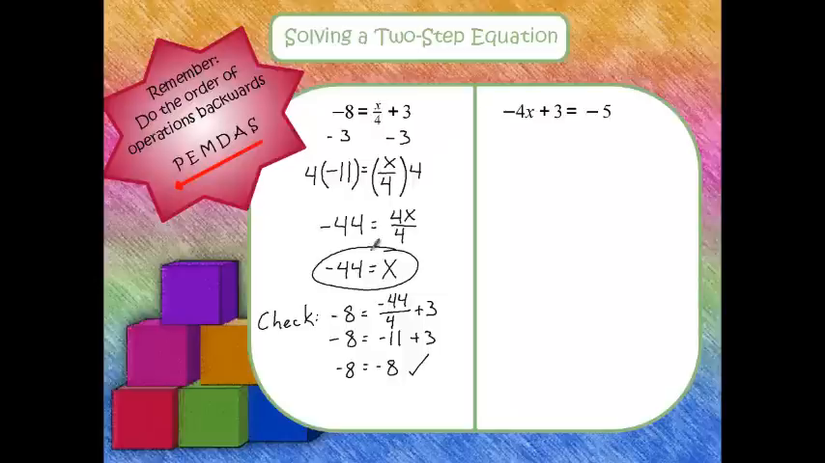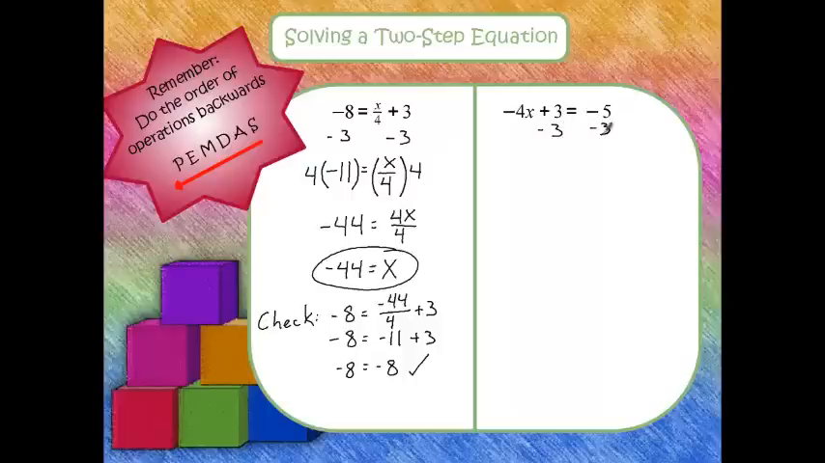Let's try doing another two-step equation here. This negative 4x plus 3 equals negative 5. Again, I look for going backwards on my order of operations. So I have addition again. So we're going to need to use its inverse, which is subtraction. So I'm going to subtract 3 from both sides.